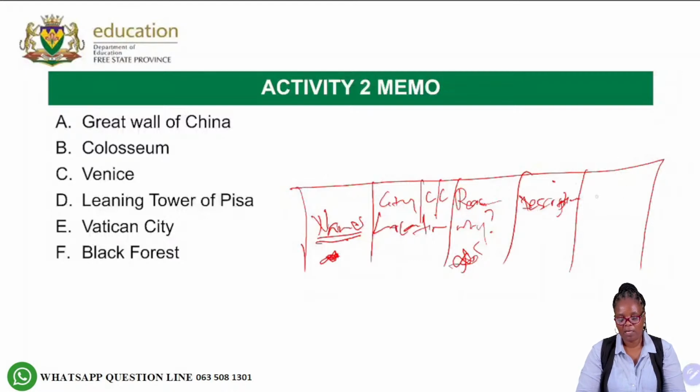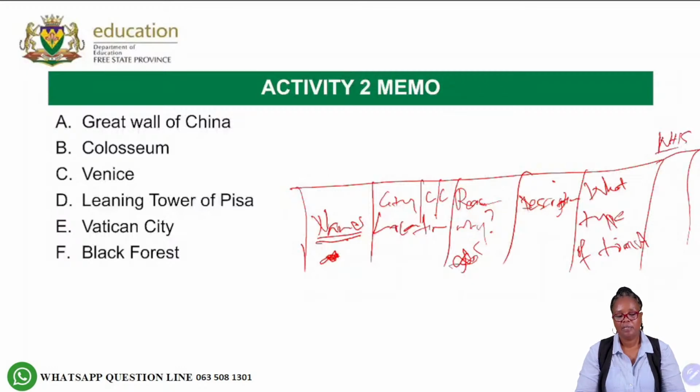Lastly, I want you to state what type of tourist will visit this icon. What type of tourist will visit this icon? And also on there, you can even add whether it is a World Heritage Site or not? Is it man-made or natural?